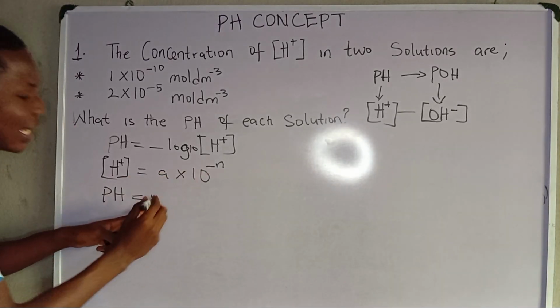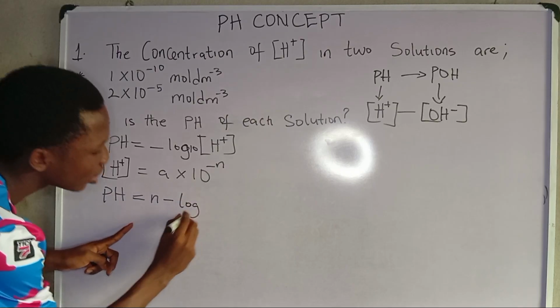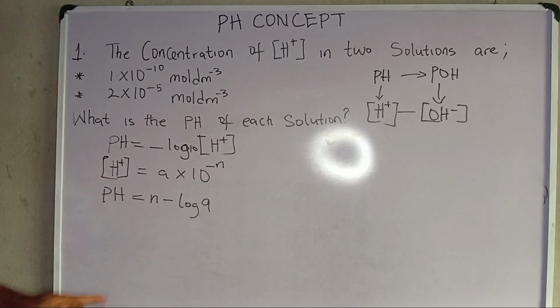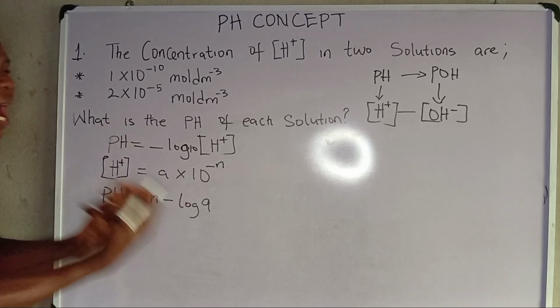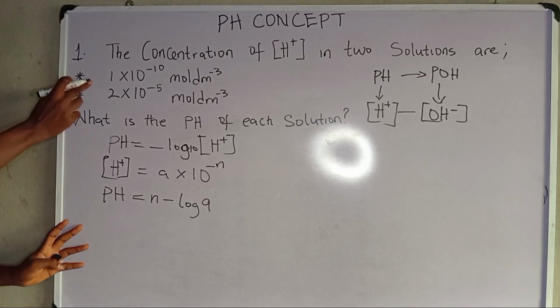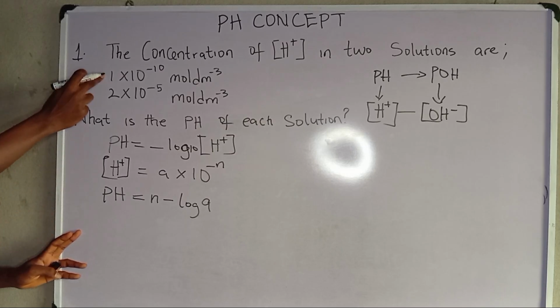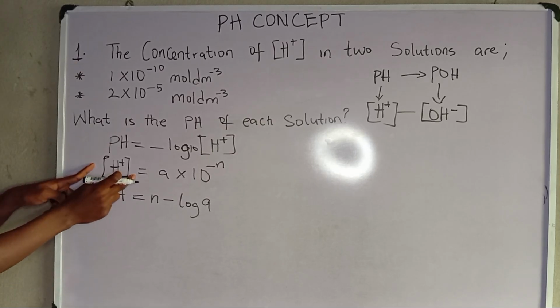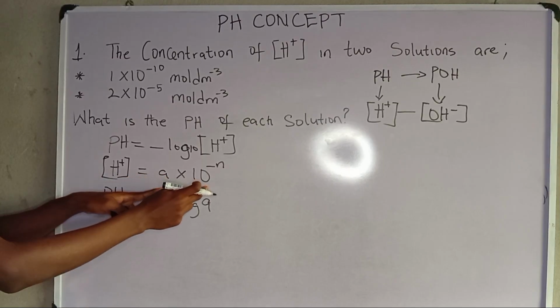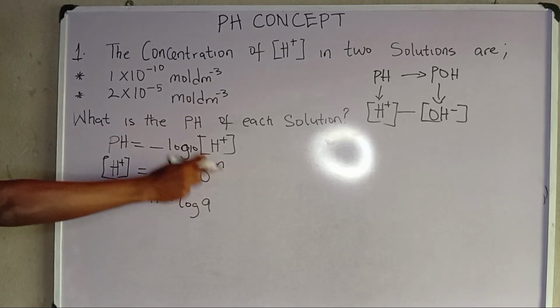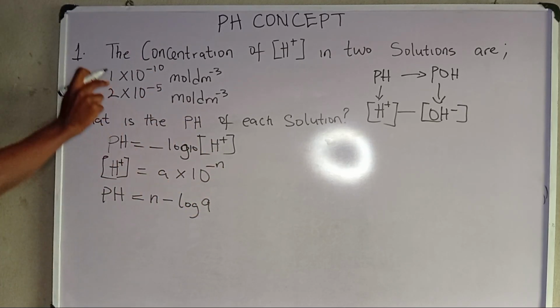This n will now come down: pH equals n minus log A. With this formula, we can solve most pH equations without a calculator. How do we do this? The question says this is our hydrogen ion concentration, which means the hydrogen ion concentration of this is this. So we can relate these two things. The n is this guy and the A is this first guy here.